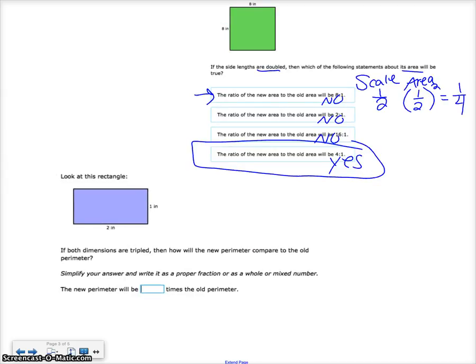Okay, the next one, looking at this rectangle, if both dimensions are tripled, then how will the perimeter compare to the old perimeter? So my scale factor, I tripled, so it's 1 to 3. And perimeter is one dimension. We don't square perimeter, and you don't cube perimeter. So I just keep this scale factor since I'm just talking about perimeter. So the new perimeter is 3 times the old perimeter.